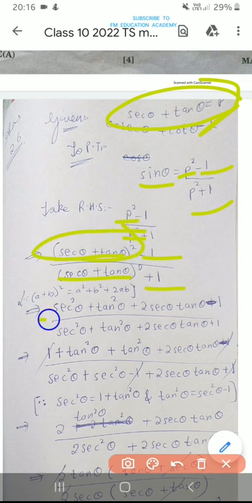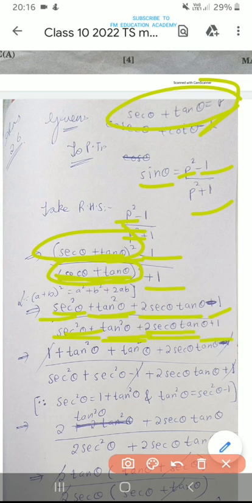Now it is in the form of A plus B whole square. What is (A plus B) whole square? A square plus B square plus 2AB. So A is secant theta, B is tan theta. So secant square theta plus tan square theta plus 2 secant theta tan theta minus 1, by again the same form, A square plus B square plus 2AB: secant square theta plus tan square theta plus 2 secant theta tan theta plus 1.